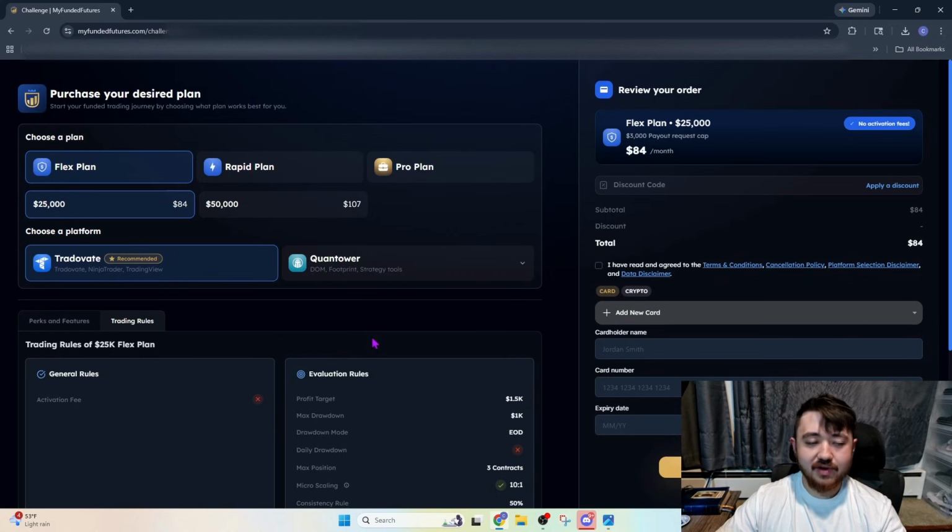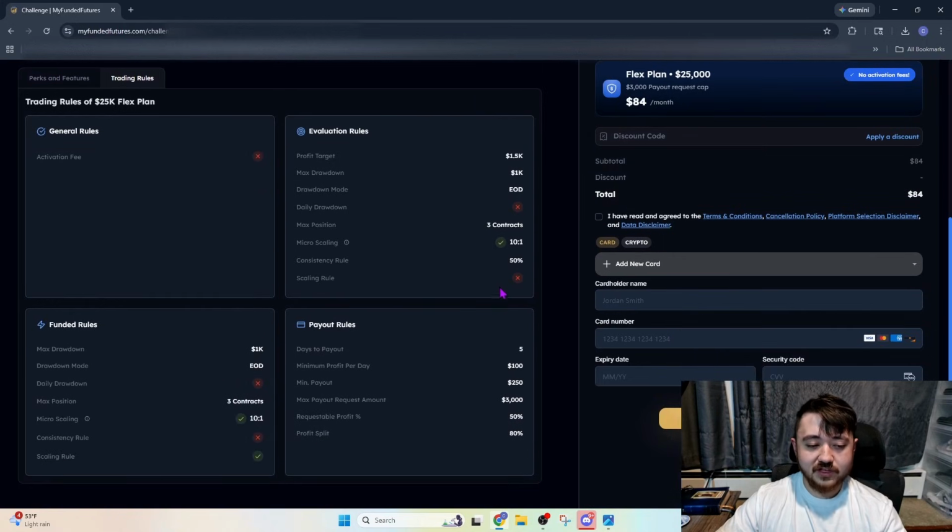So right there, the flex plan is basically like the core plan. Like I said, no activation fee, 5 winning days, you can request 50% of your balance. There's a $3,000 payout cap per account per request on the 25k account, which is pretty much the biggest I've seen for a 25k account. The 50k is a $5,000 cap per account per request. So, you know, if you guys have 5 accounts, you can request up to a $15,000 payout with a 25k account, which is pretty insane. After the fees, you get 12 grand. It's an 80-20 profit split.